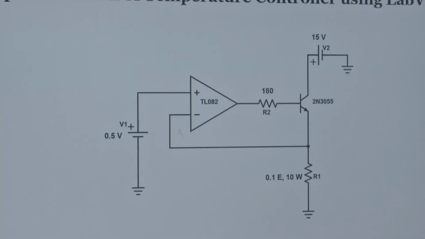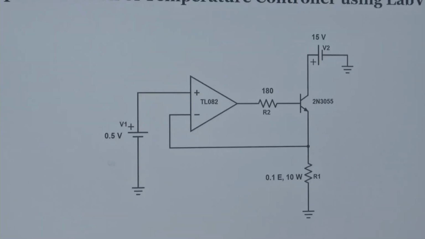So, if I calculate 0.5 divided by 0.1, that is 5 amps of current flowing through this emitter leg when we apply an input of 0.5 volts. Because of the negative feedback connected to the operational amplifier, it forces the current flowing through the transistor to be 5 amps in this configuration, right.